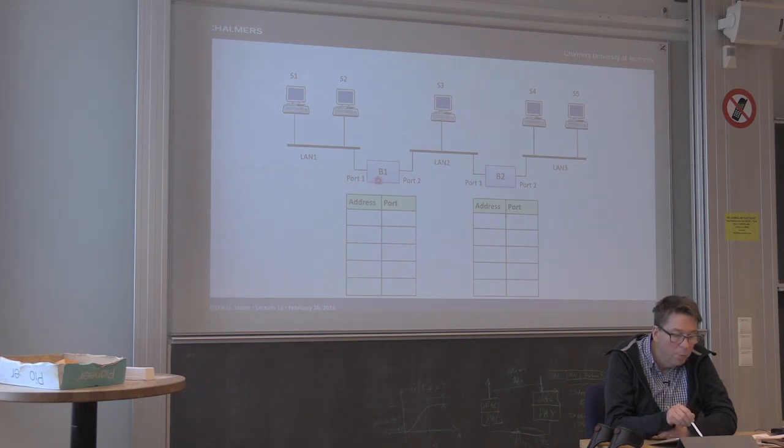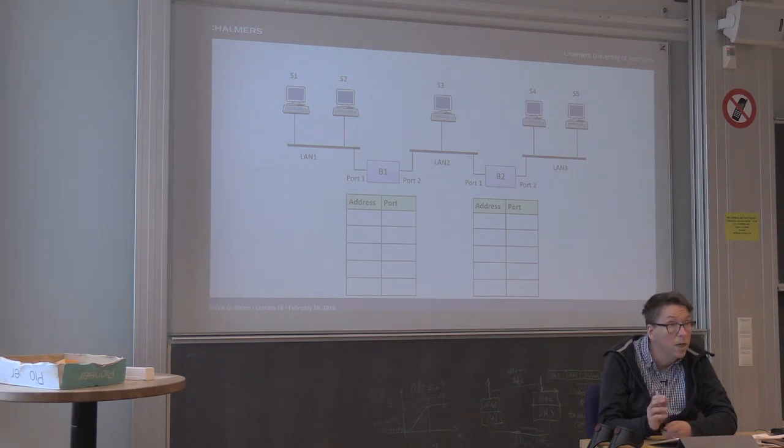Well, a bridge, B1 here, has 2 ports. It could have more ports than 2, but in this example it only has 2. It has this port and this port. And it also has a forwarding table here that tells us addresses on this, and these are MAC addresses, and then to which port these frames with these MAC addresses should be forwarded to. So when B1 hears a MAC address, which is in the table here, it knows to which port it should send it. But how does it know how to fill out this table? Well, at power up, it knows nothing, so the table is empty. And B2's table is also empty.